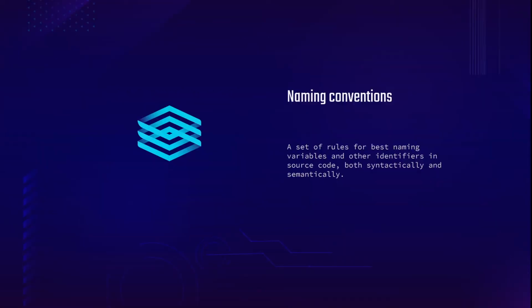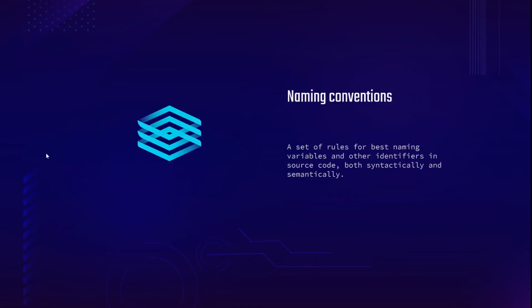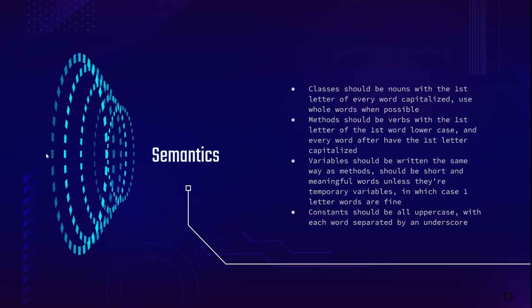So now let's just talk about some rules, naming conventions. So naming conventions are a set of rules for best naming variables and other identifiers within the source code, both syntactically and semantically. So let's talk about syntax first, right? Or semantics. Wow, did I just reverse that? Yeah, it doesn't matter. So semantics, let's just go over that first, because it's easier to read, right?